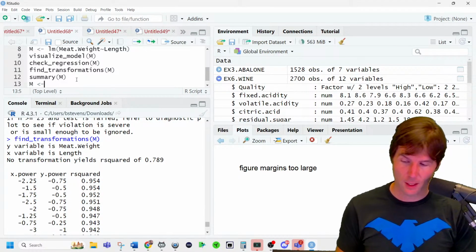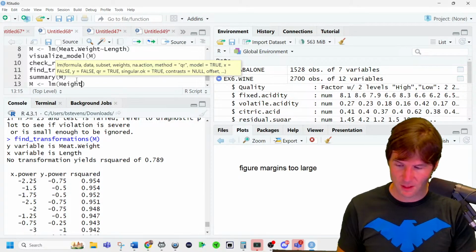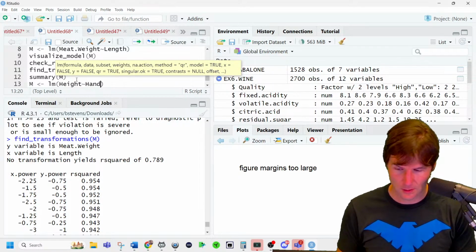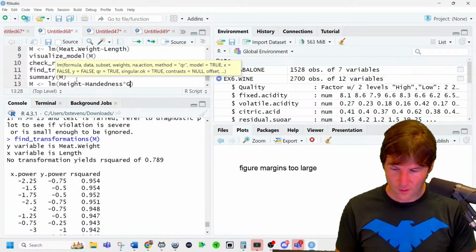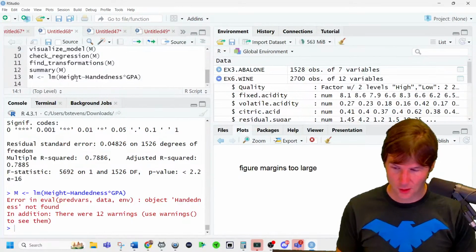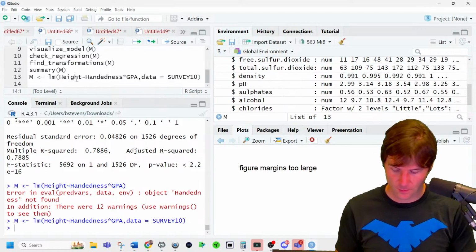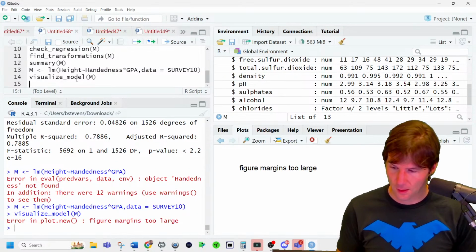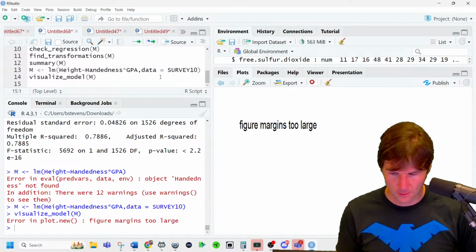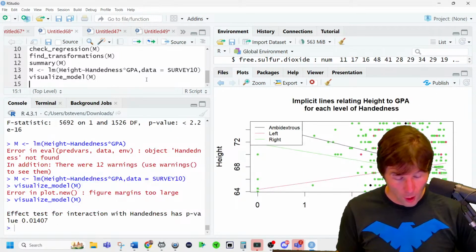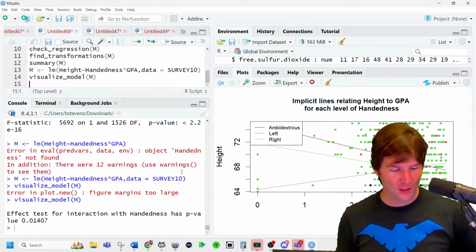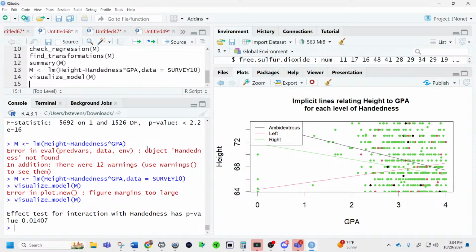Okay, so this is another model where I'm predicting the height of an individual based on their handedness and also their GPA. There we go. Whoa! It's significant? That's crazy. So what we actually have to do now is run a drop one test on this, which, 201, sorry, this really doesn't apply to you.